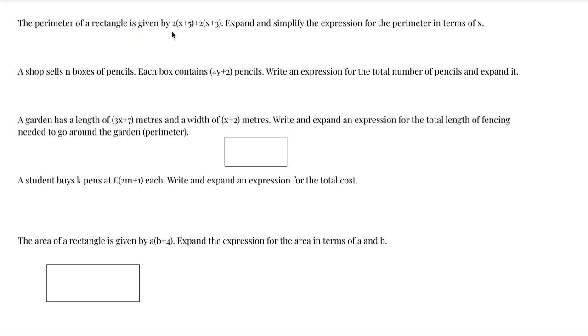So we're going to do 2 times x is 2x, plus 2 times 5 is 10, plus 2x, plus 6. And then we're going to collect our like terms, which we have 2x plus 2x, which is 4x. It's all plus. 10 plus 6 is plus 16. And that's it. There you have it. So it's actually not that difficult, is it?